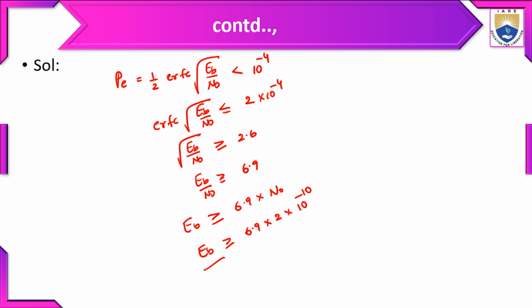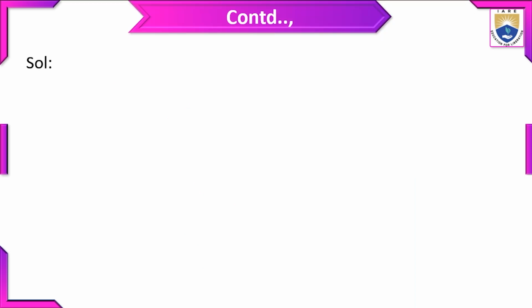But what they ask? They ask to find the amplitude. Okay. So EB energy per bit is equal to A square T by 2, that is greater than or equal to 13.8 into 10 power minus 10. So previously we got 6.9 into 2 into 10 power of minus 10, you multiply, that is equal to 13.8 into 10 power of minus 10. Okay. So this is my energy per bit. So here you must know the time. So how to find the time? It is equal to 1 by RB, that is equal to 1 by 10 power 6.